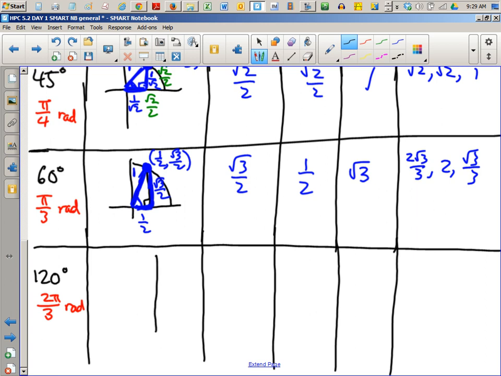Okay, we're going to speed this up a little because our triangle is right here. But it's the same triangle we had in the previous drawing. It's the exact same triangle we had at 60. The only difference is this is 1, right? And this is still a half. And this is still root 3 over 2.